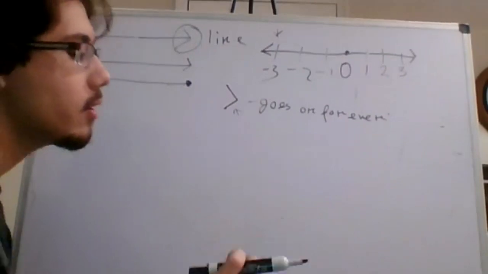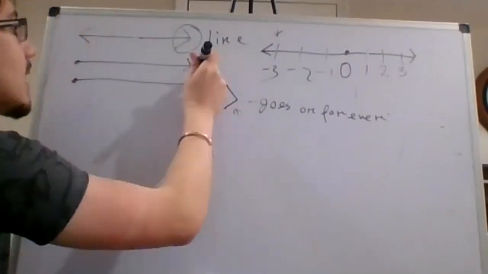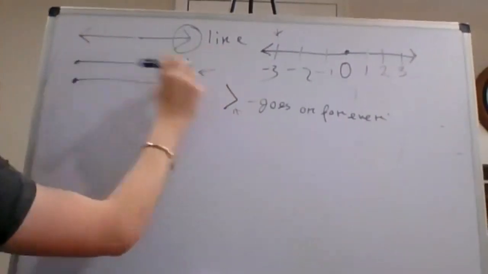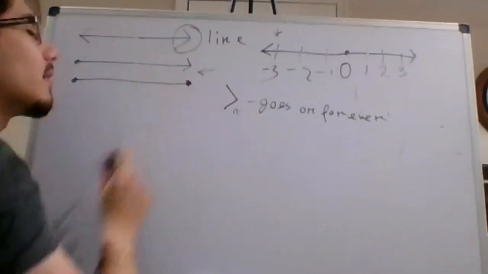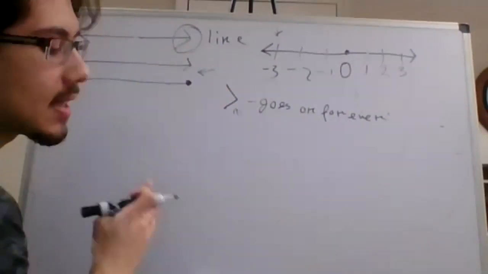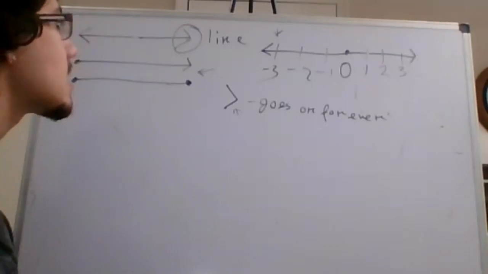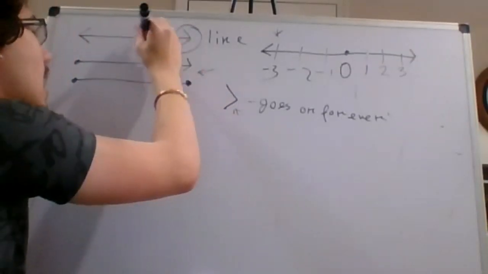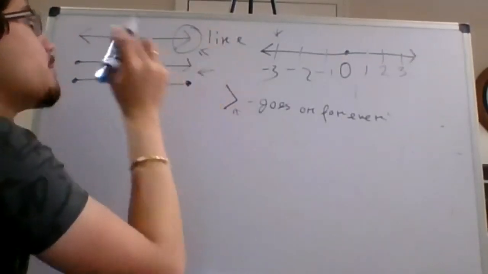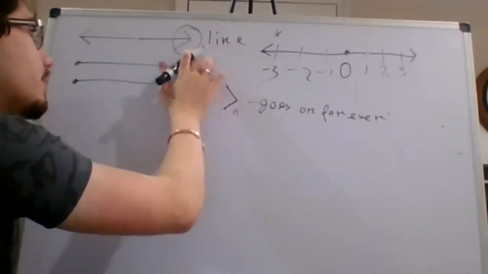Oftentimes, people will get confused in real life and they'll say that these are lines just because they're straight. These are not lines. They are a subcategory of lines, but in math, this is what a line specifically means.